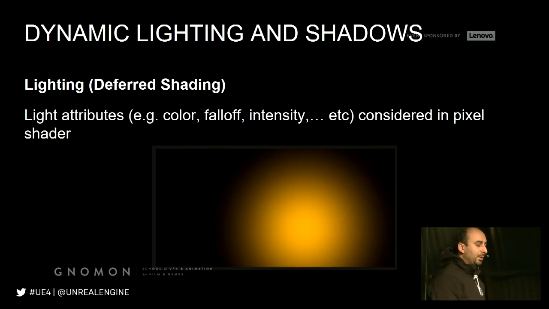And of course, now the pixel shader needs to consider all the lighting properties, like the light color, the fall-off, intensity, anything. This is going to be directly considered in the pixel shader. It's not going to be represented in any buffer, but I have this image just to visualize it, but it's not going to be like that.